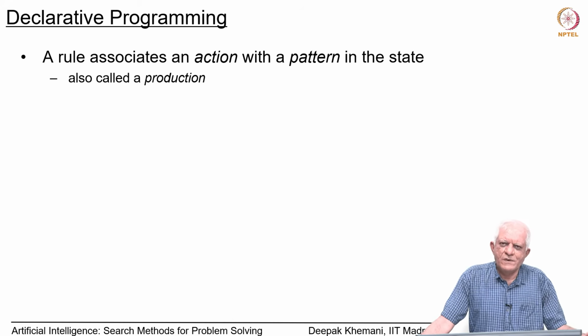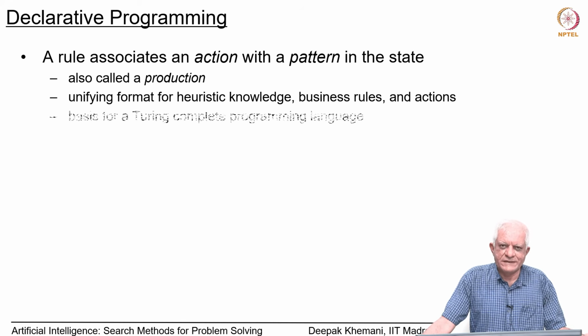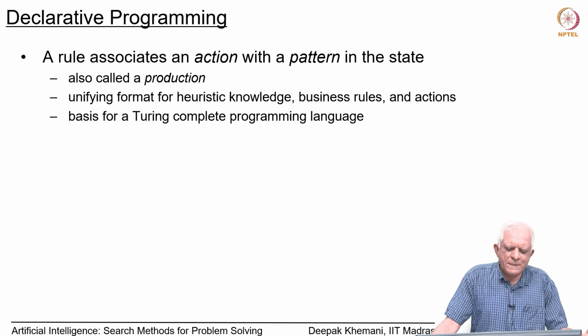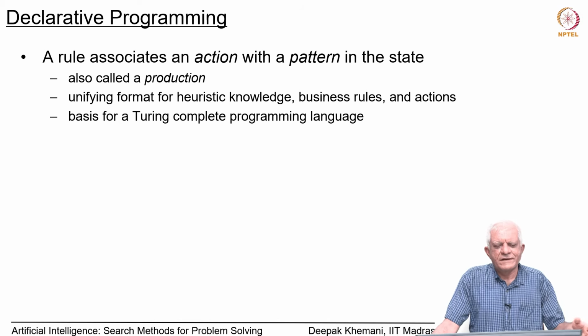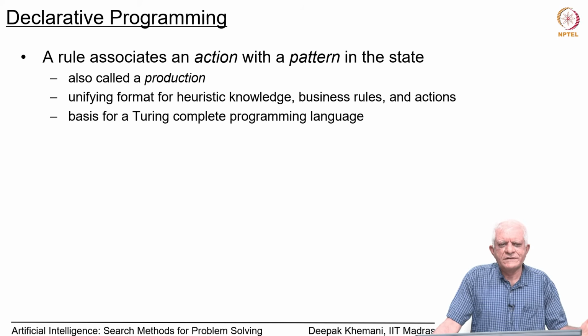So, as we said, a rule associates an action with a pattern in the state, also called a production, and so such systems are also called production systems. Now, the interesting thing is that a rule could capture many different kinds of things. It could capture the heuristic knowledge that a problem solver gave to you. It would say that, for example, if you are making let us say sambar or something like that, then add the sambar powder and boil the brew for 10 minutes or whatever the case may be. So, this is the kind of problem solving knowledge which was captured in the form of rules.